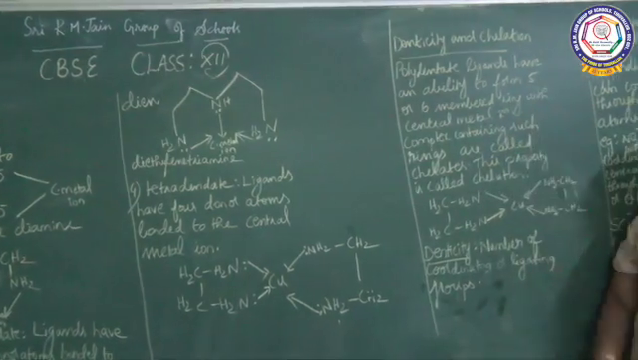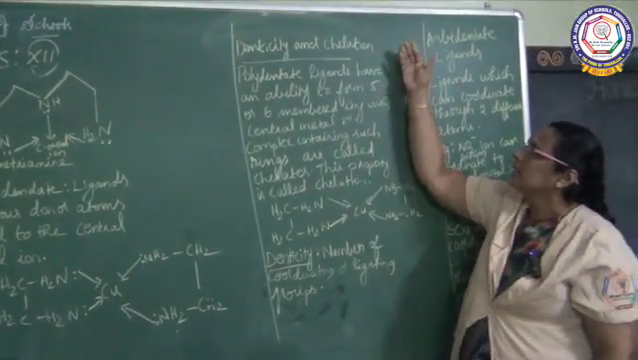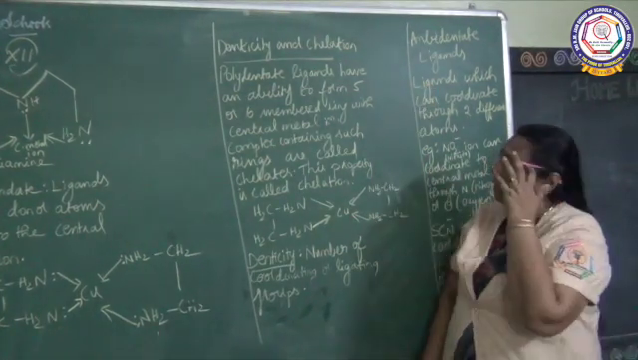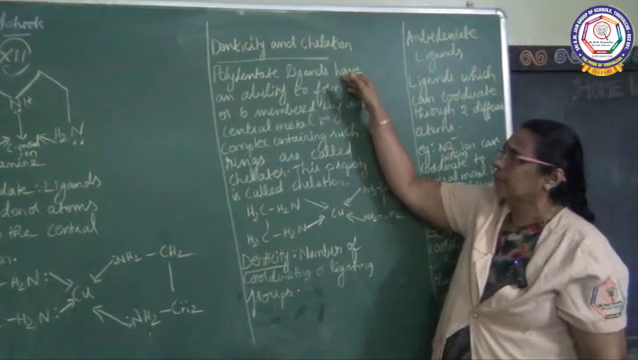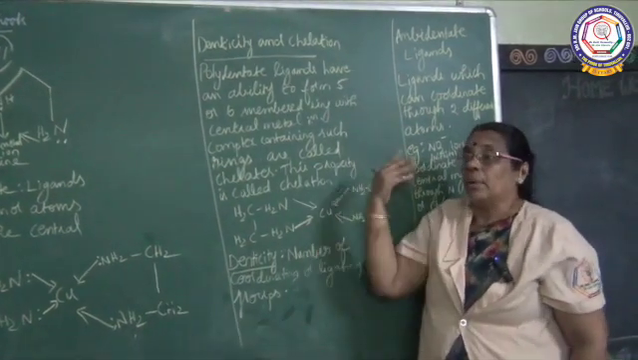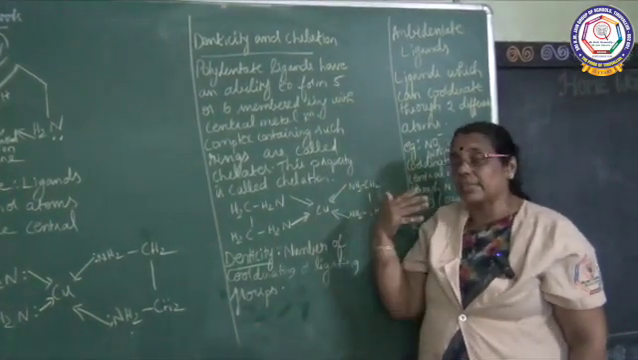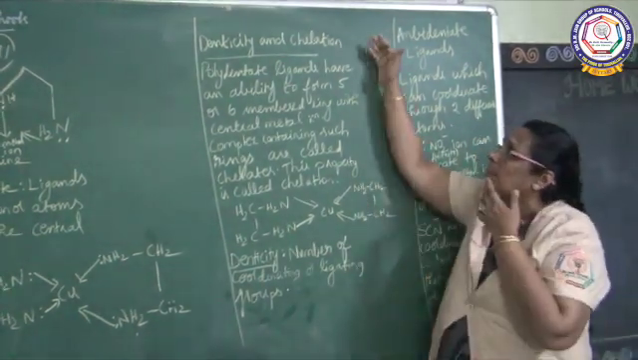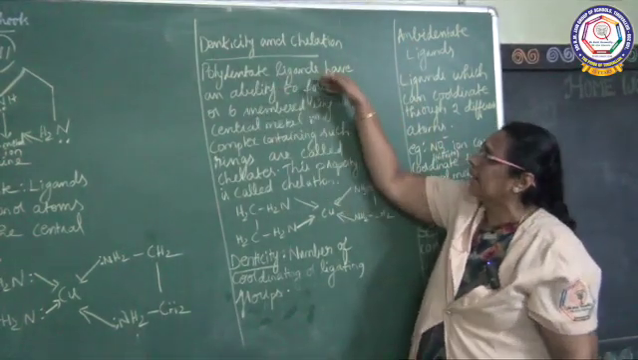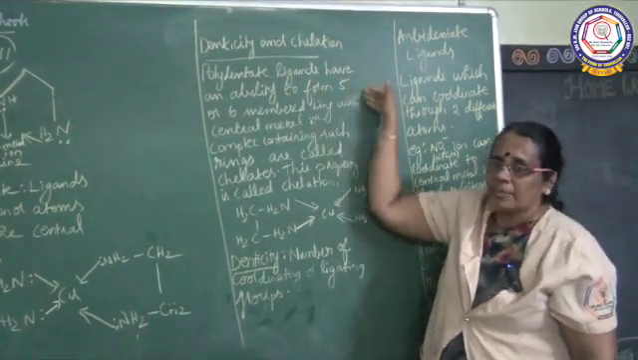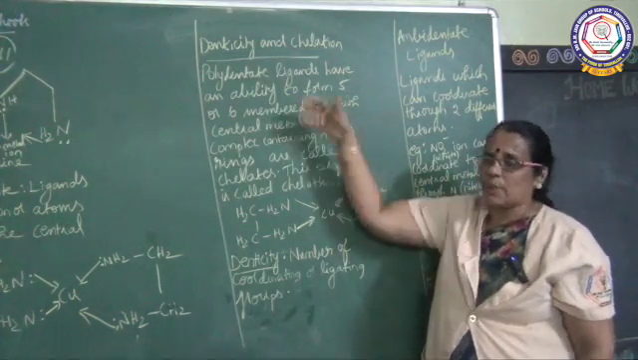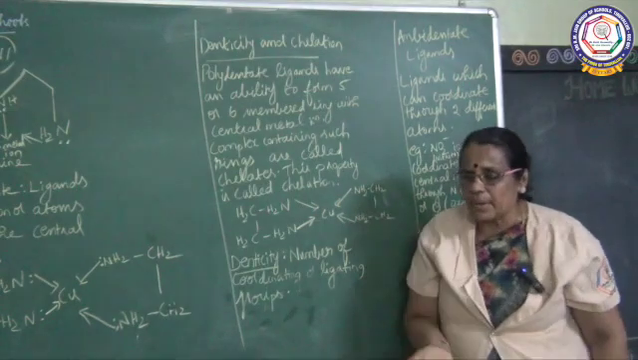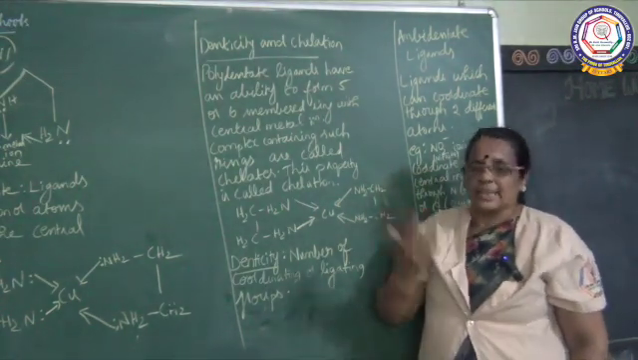The next one we are going to see is denticity and chelation. First I will discuss chelation. The ligand which has many donors which bind to the central metal ion, we can call it a polydentate ligand. Polydentate ligands have an ability to form a 5-membered ring or a 6-membered ring when bonding to a central metal ion.